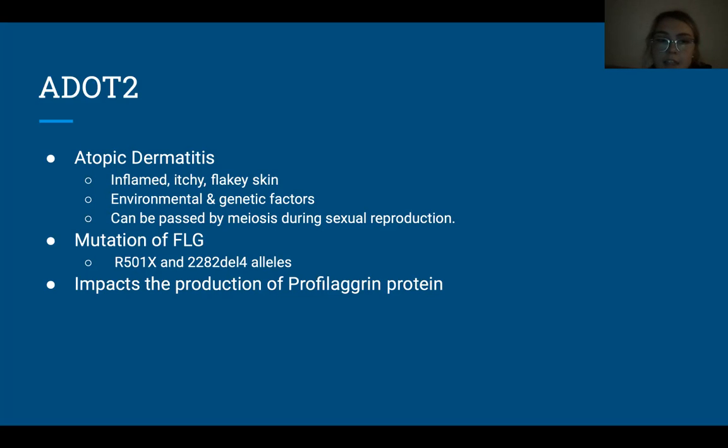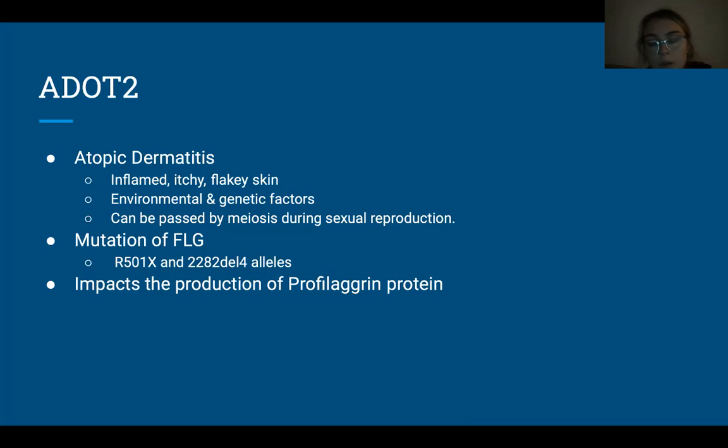There's a lot of different things that can play into what atopic dermatitis is. It kind of varies throughout the person, but genetically it is a mutation of this FLG gene, usually on the R501X and on the 2282del4 alleles. These are the most significant in keratin production. And without that keratin production, there's no hydration in the skin. And the missing of the proteins allows the skin to break, which allows this phenotype of the flaky skin.